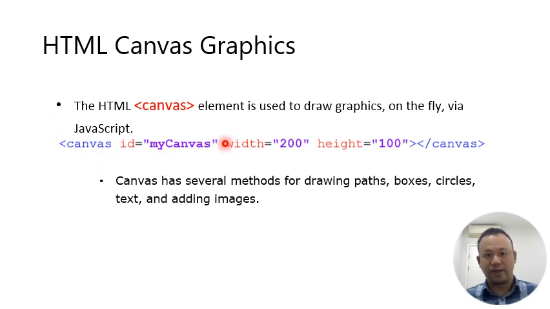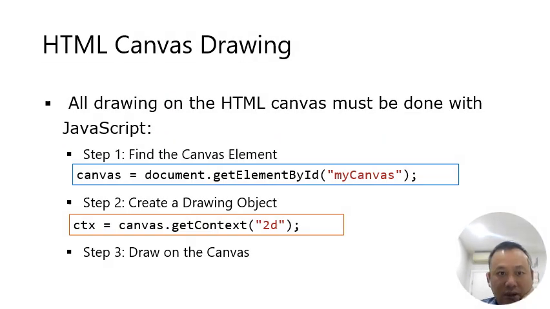The canvas tag creates an area on a web page where you can draw graphics dynamically. It requires an ID attribute for referencing in JavaScript. So the ID in here identifies the canvas element for JavaScript to interact with, and width and height specify the dimensions of the canvas. So all drawing in canvas will be done with JavaScript.